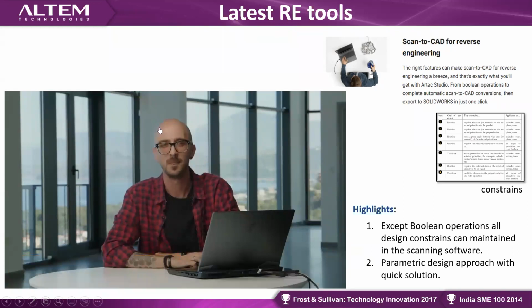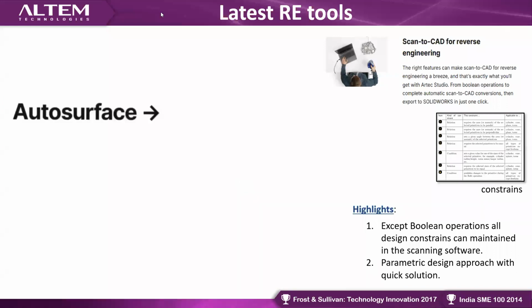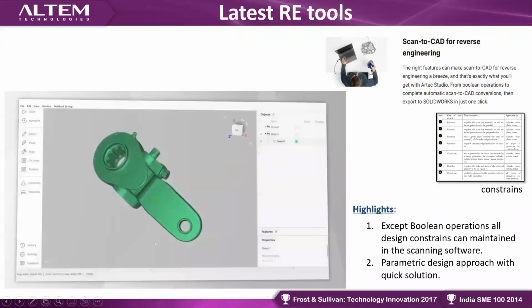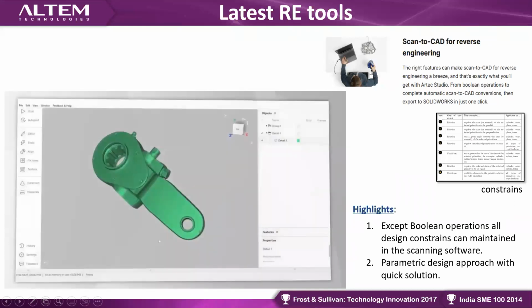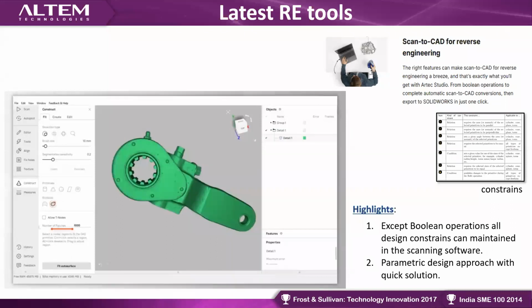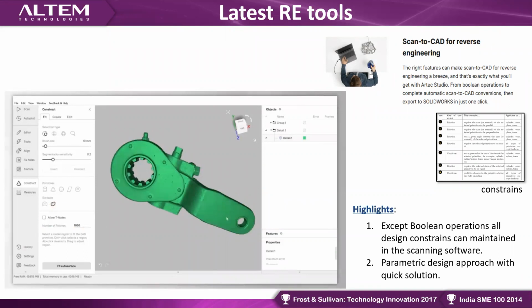In the same way, the next step is about auto surfacing. Auto surfacing is the latest tool with which you can easily create a complete 3D model with one click. Again, it is not a parametric model. That means it is not good to go for manufacturing, but it is helpful for applications like creating a complete surface model.